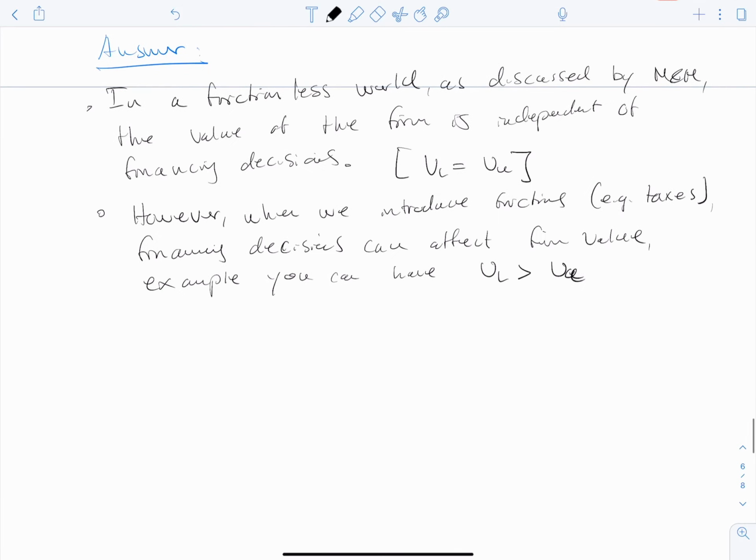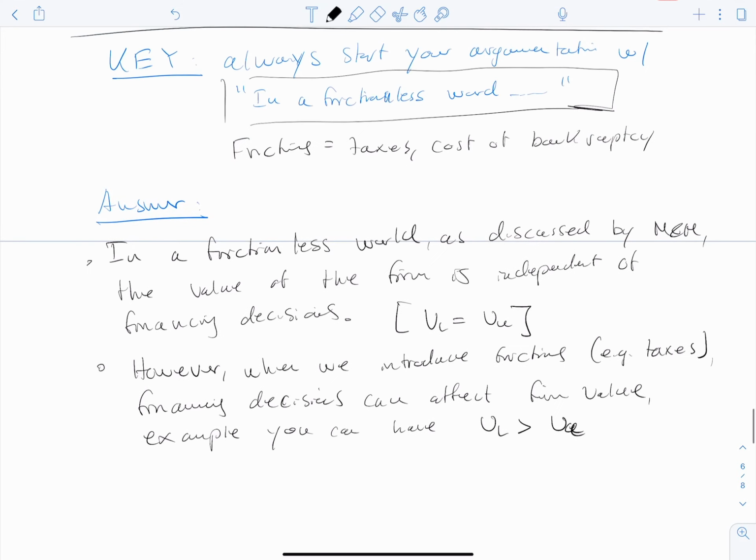Good. So for example, in a previous exam where you had a memo that was titled, "Does Debt Matter?", you should think that they're probably referring to Modigliani-Miller, and I would always start my argumentation with this. That's a really elegant and strong way.